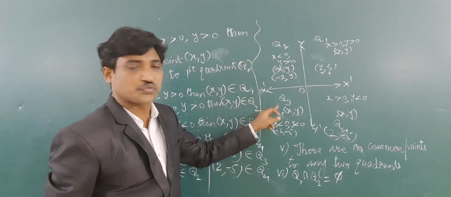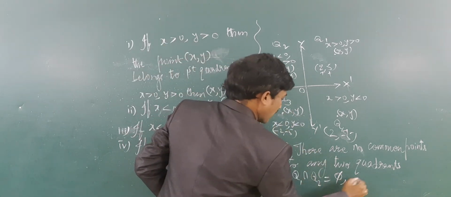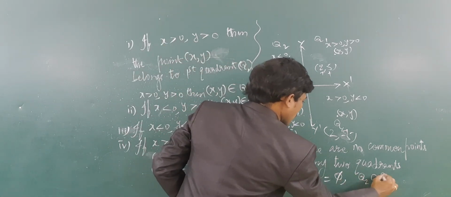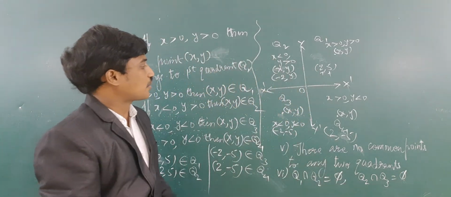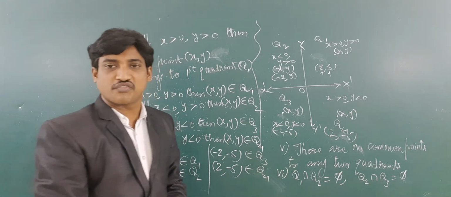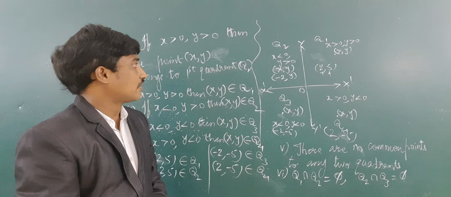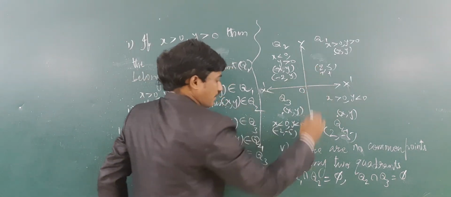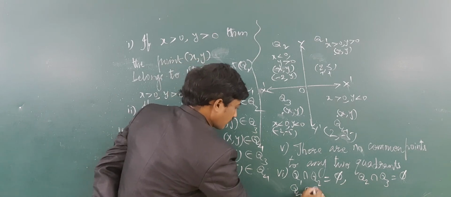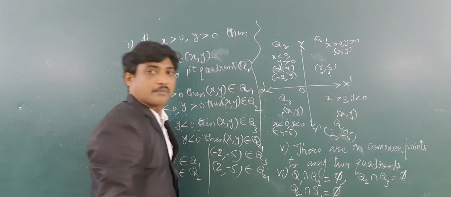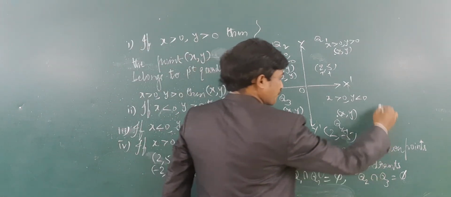To Q2 and Q3 there is no common point, so Q2 intersection Q3 is equal to empty set. Likewise, Q3 intersection Q4 is empty, and Q4 intersection Q1 is equal to empty set.